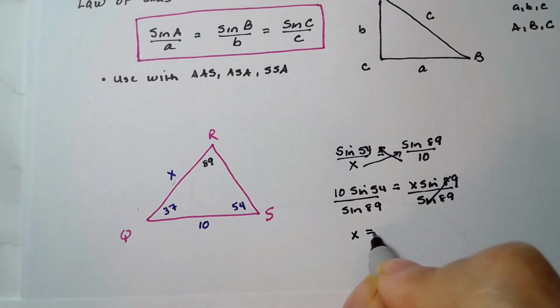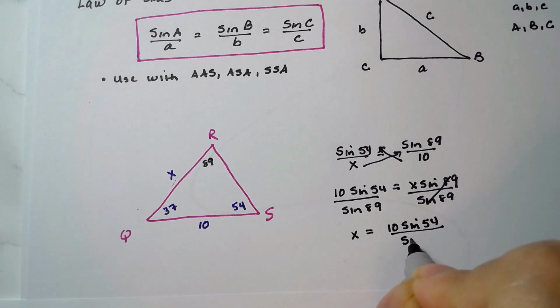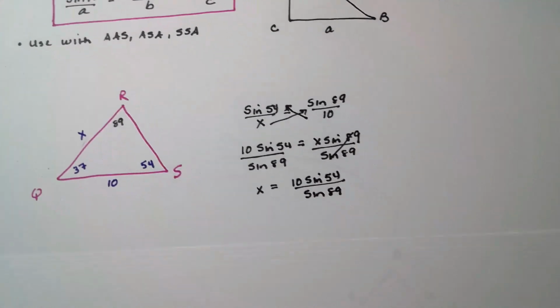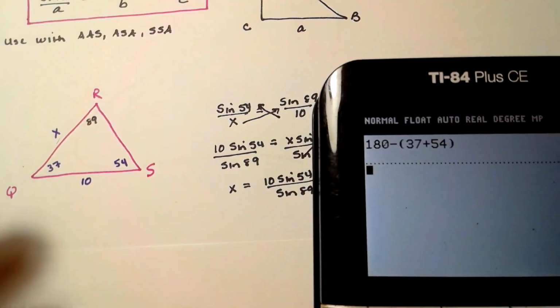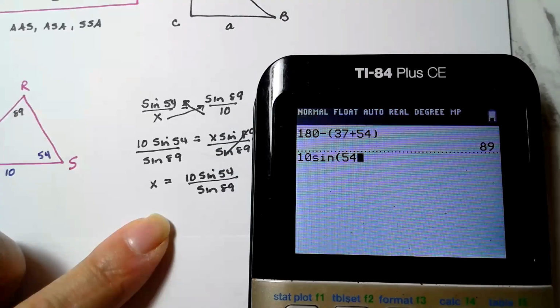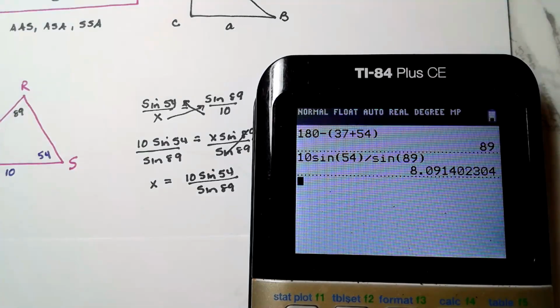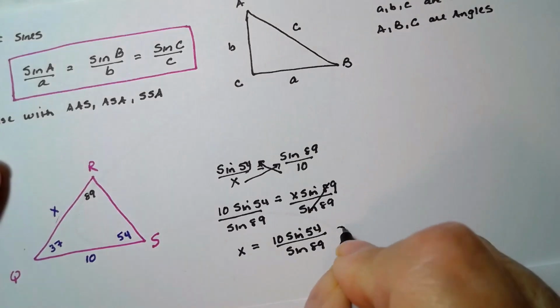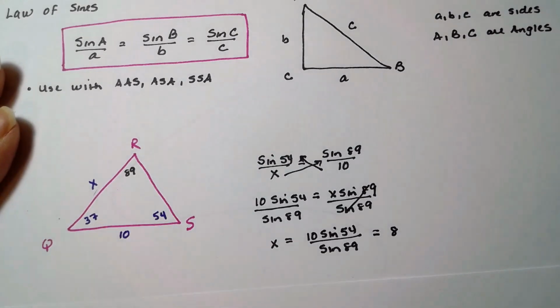So we say X is equal, we're just going to rewrite this. And I'm going to put it into my calculator just like I see it, right? So again, remembering to be in degree mode on your calculator. It's 10 sine of 54, close the parenthesis, divided by the sine of 89, close the parenthesis, and you get about 8.1. So I'm just going to round it to the nearest whole number. So this side is about 8 units long.